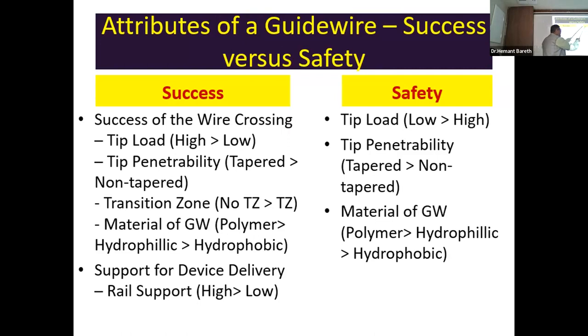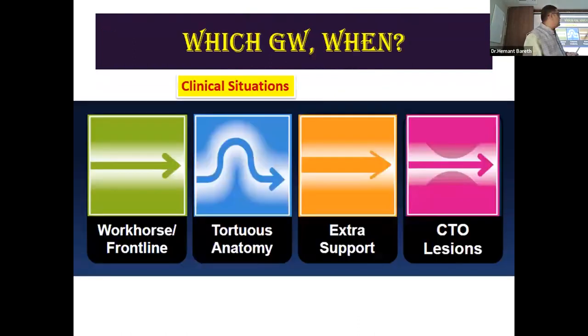So when tip load is high, then safety is less. When it is a tapered wire, then safety is less. When the material is stainless steel, then safety may be less. Although here, polymer wire is the most unsafe wire because you don't have a tactile feel, and so it can move into a false lumen, it can even perforate, and you may never know. So that is why polymer wire may be a more unsafe wire compared to a stainless steel wire.